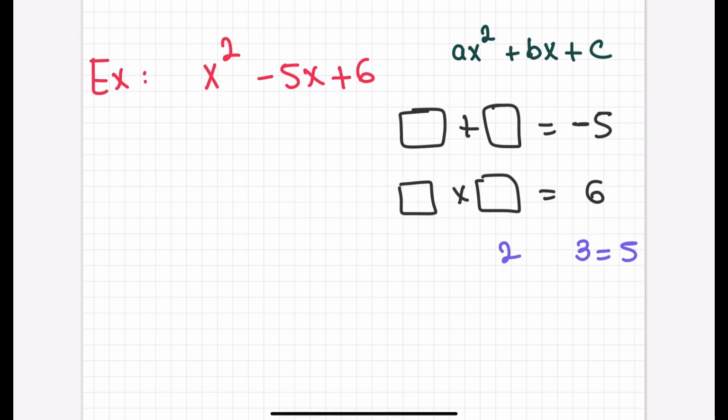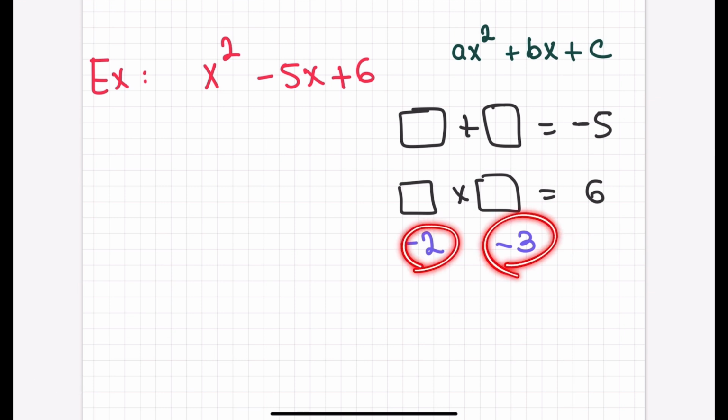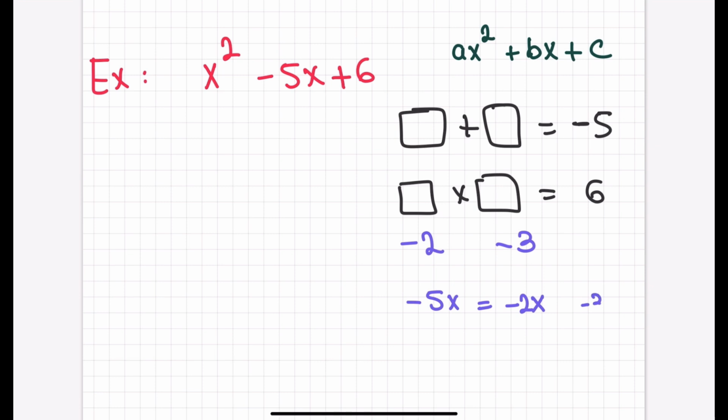So if I have negative 2 and negative 3, negative 2 times negative 3 gives me a positive number because both of them are negative. So negative times negative gives me positive. And negative 2 plus negative 3 also gives me negative 5. So my two numbers are negative 2 and negative 3. So I'm gonna regroup it. Instead of negative 5x, I'm gonna write down negative 2x and then negative 3x.